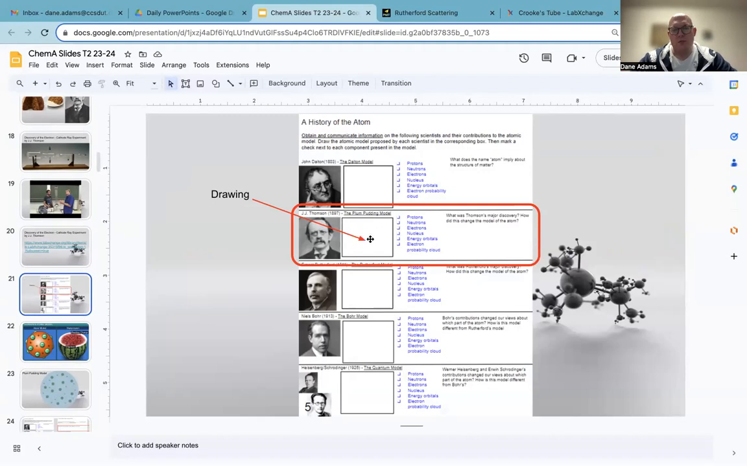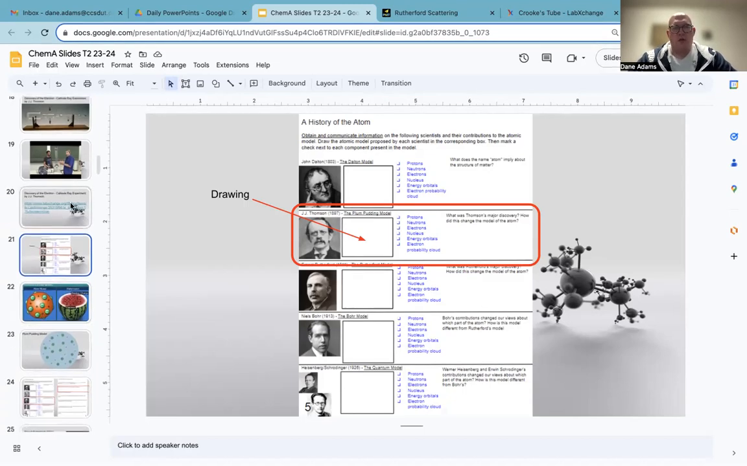So in this little box here on page 5, we want to draw a picture of this, okay? You can write down here, what was Thomson's major discovery? He discovered this negatively charged particle that makes up atoms, and he called it the electron. How did this change the model of the atom? Well, it told us that the atom is indeed made of smaller pieces, smaller bits. All right, what do we draw for that picture there?